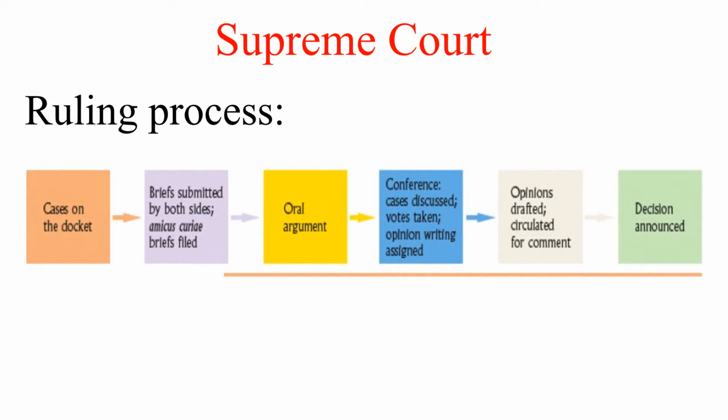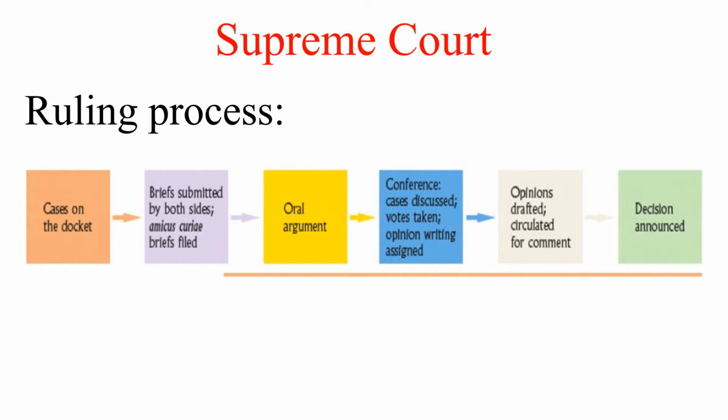then briefs are submitted by both sides, and so-called amicus curiae briefs are filed, which are the friends of the court briefs, which are the opinion pieces submitted by third parties to inform the justices about various aspects of the issue at hand, as you would remember from the earlier part of this lecture. And then oral arguments are held, and both parties' lawyers come before the court and make their case orally. And then in the conference, the justices get together and discuss the cases. They vote on them, and then they are assigned for writing their opinions.